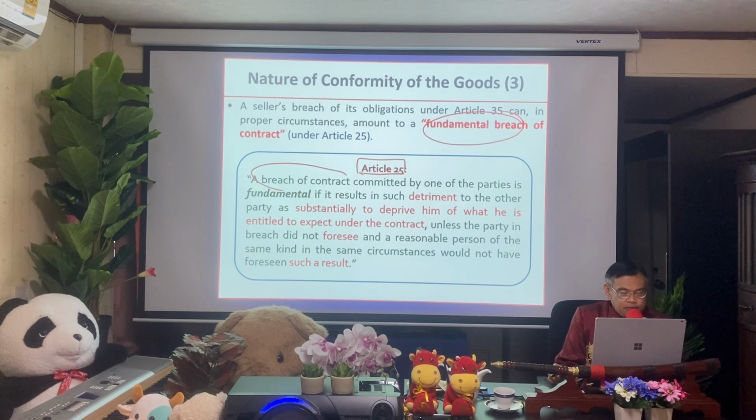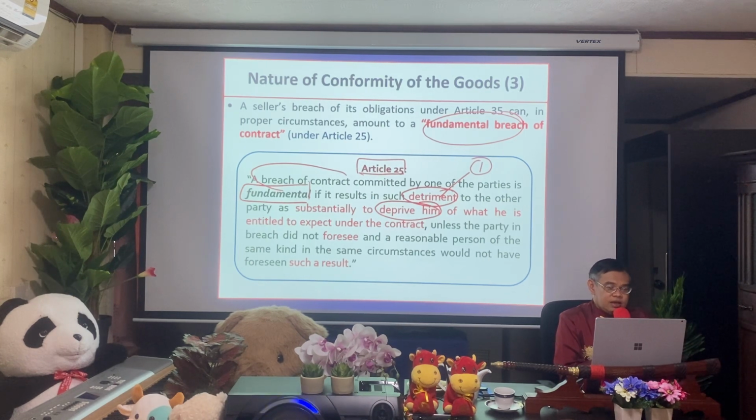A breach of contract committed by one of the parties is fundamental if it results in such detriment to the other party as substantially to deprive him of what he is entitled to expect under the contract, unless the party in breach did not foresee and a reasonable person of the same kind in the same circumstances would not have foreseen such a result. So from this Article 25, we can see three criteria or three conditions for a fundamental breach.